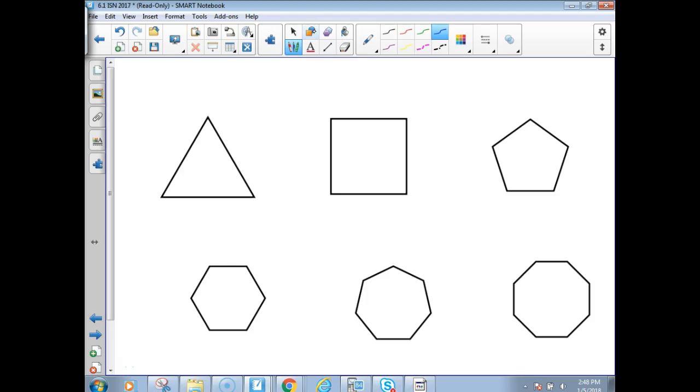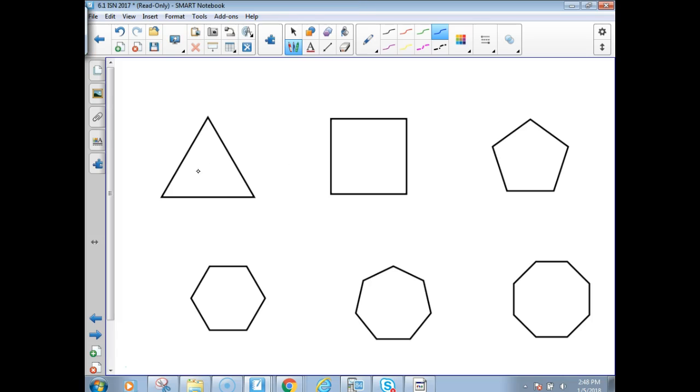Okay, these actually are polygons. That's the more technical term than just shapes. And they actually happen to be special polygons. These are regular polygons because their angle measures and their sides have the same length. Okay? The sides have the same length and the angles have the same measures.